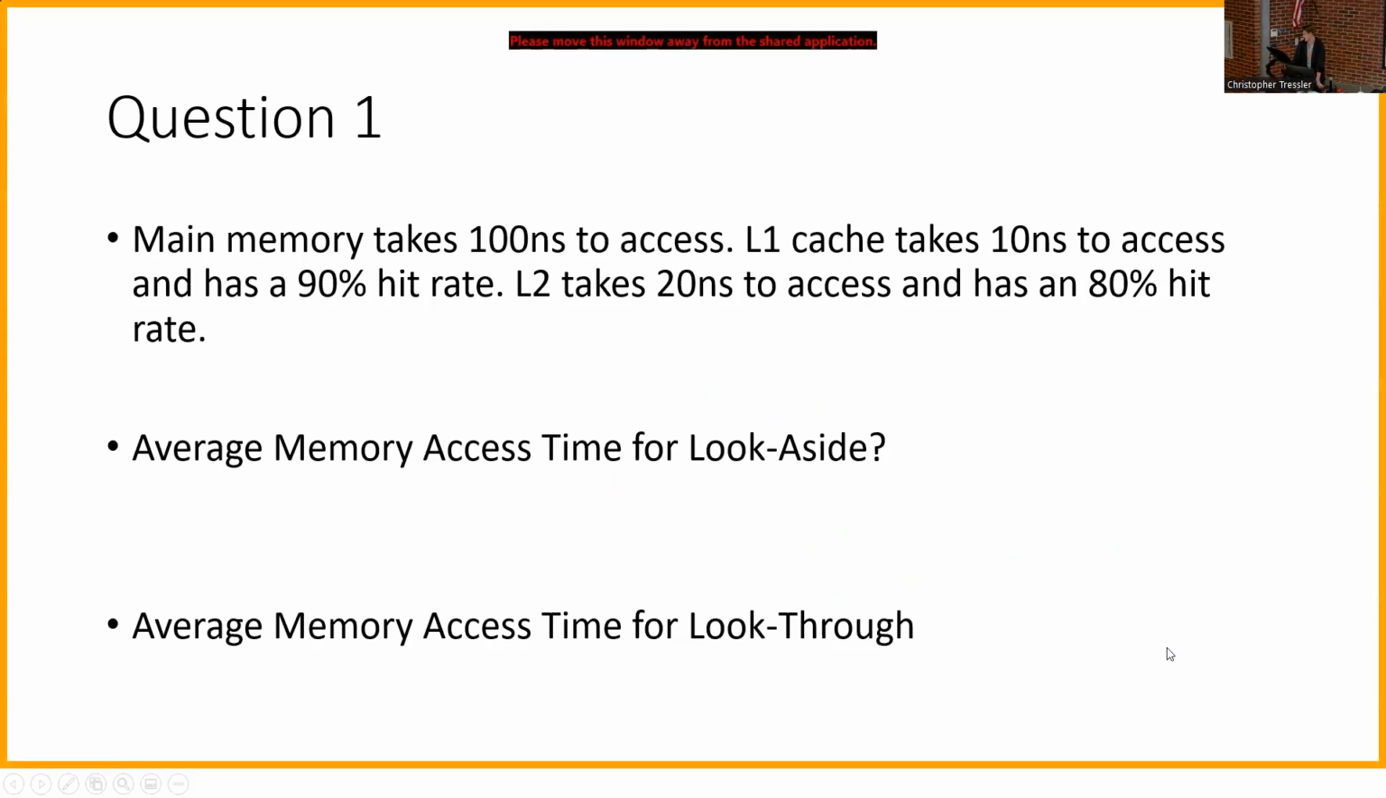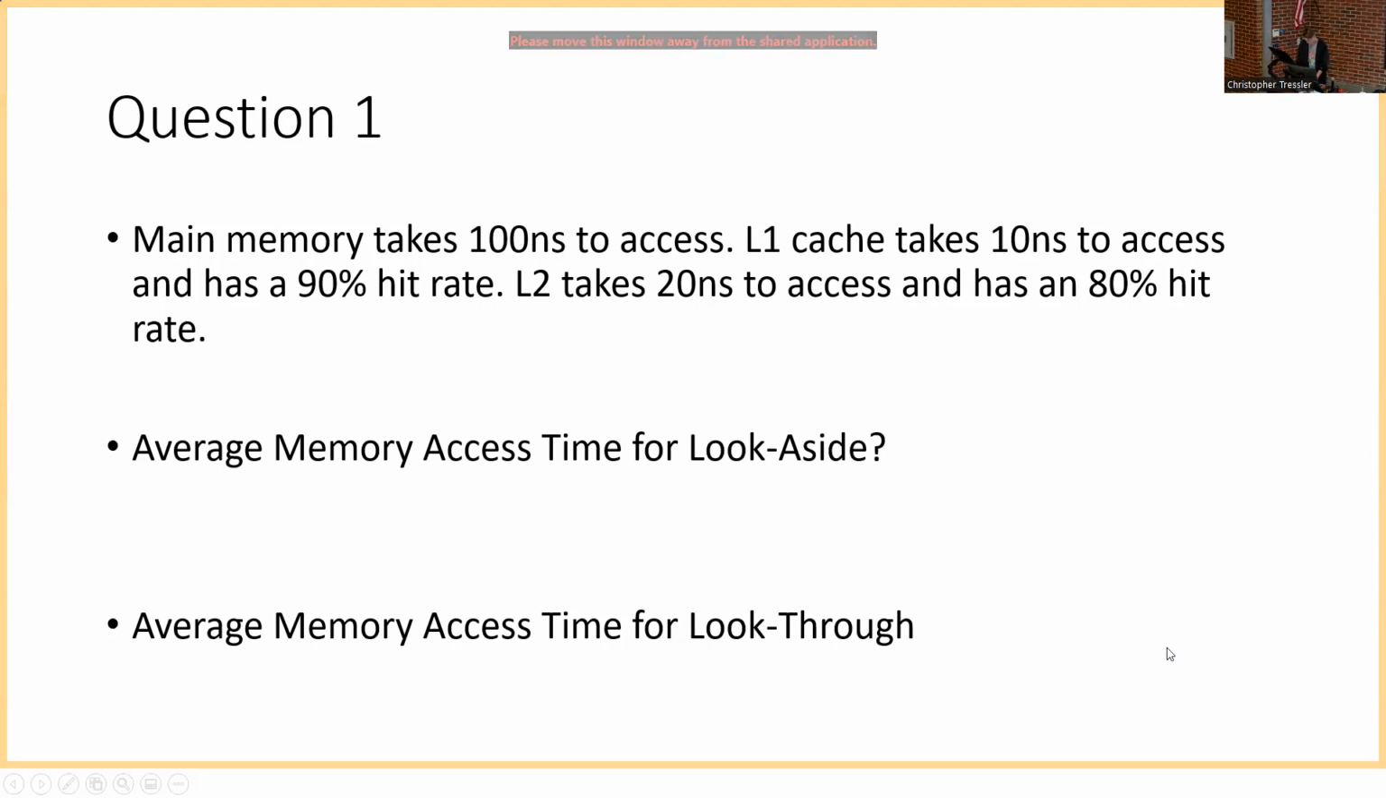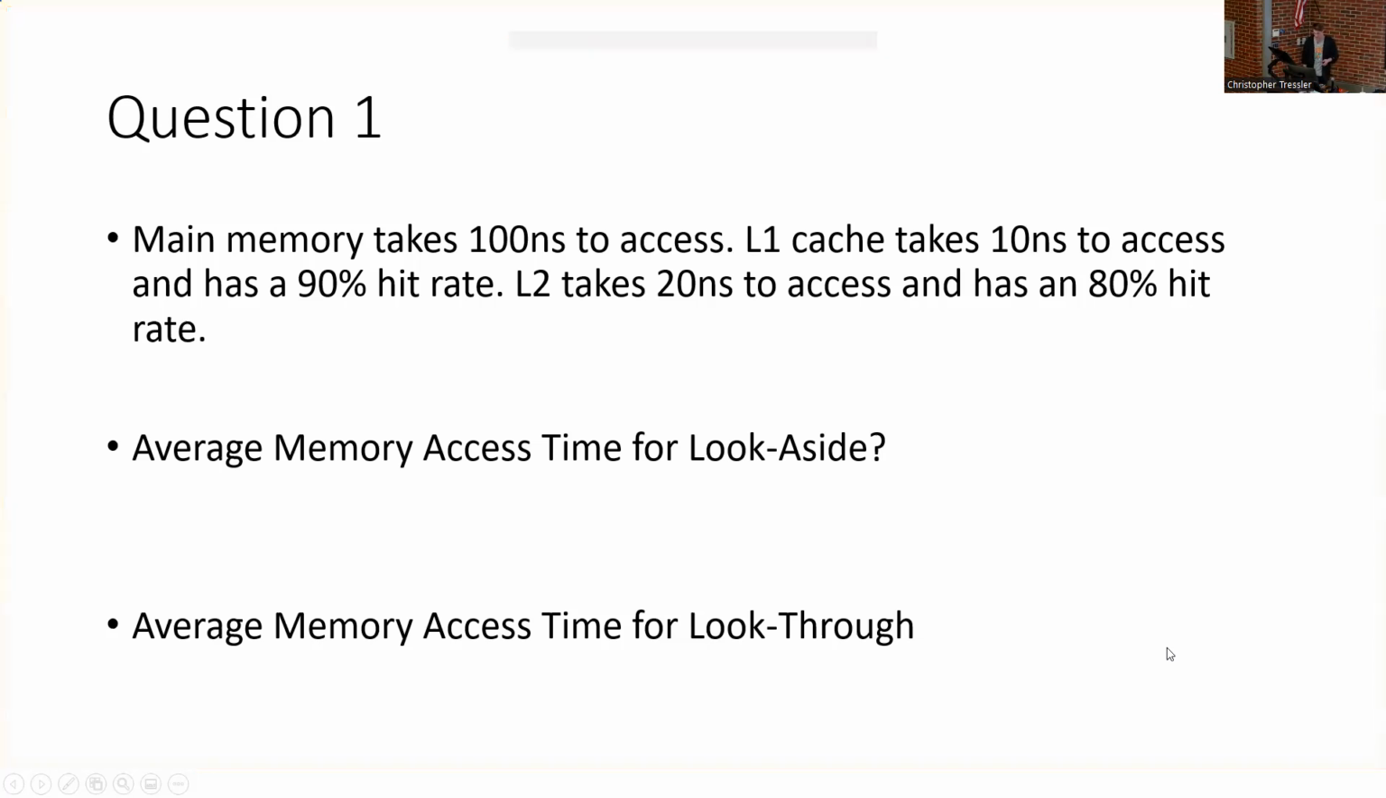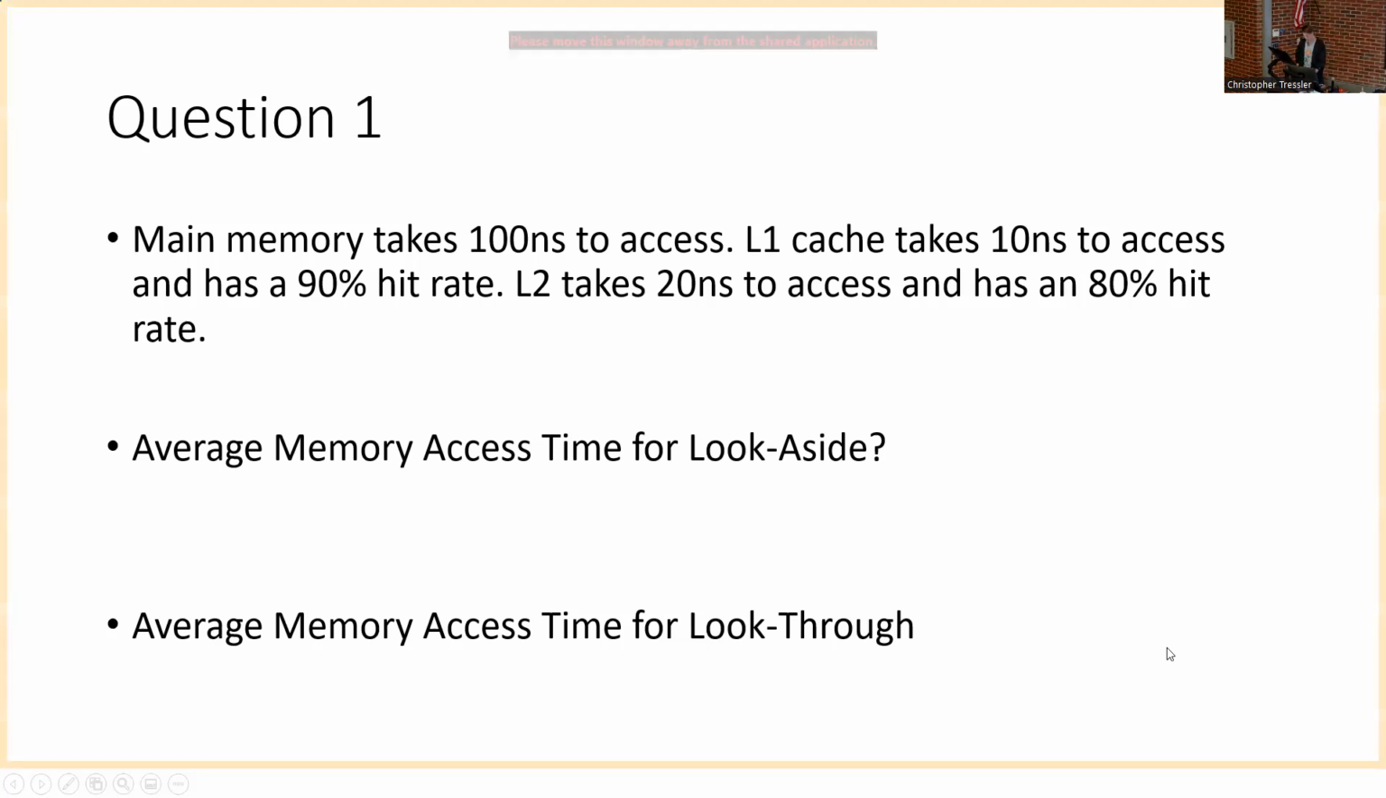Okay, so this first part is about cache times, right? And what we need to understand is that for look aside and look through, look aside is basically going to do multiple things at once. It's kind of like parallel processing, whereas look through is going to go through everything one at a time and then eventually do that.